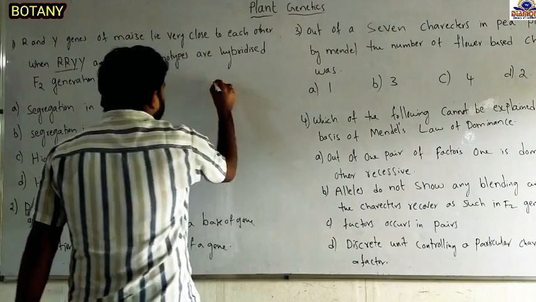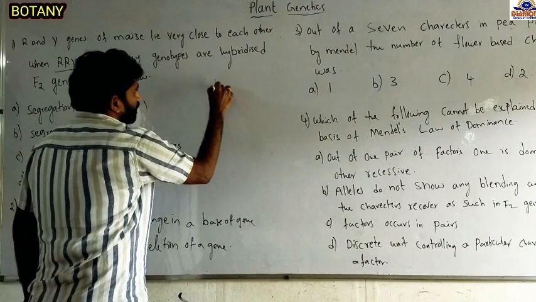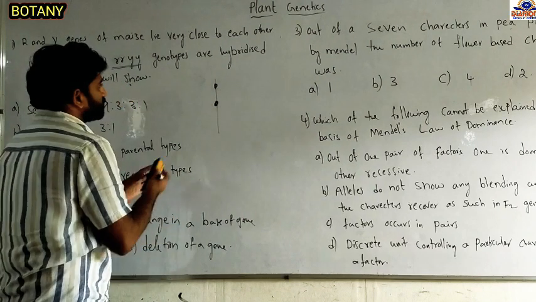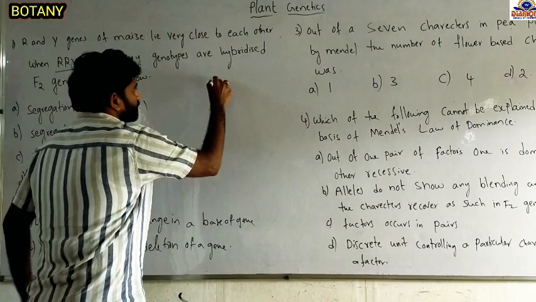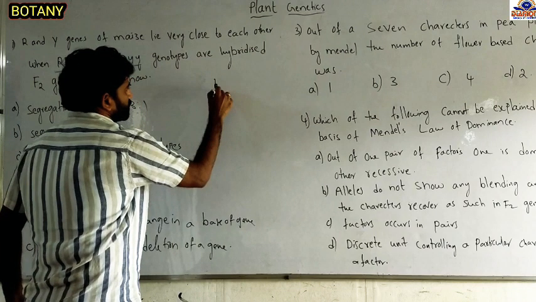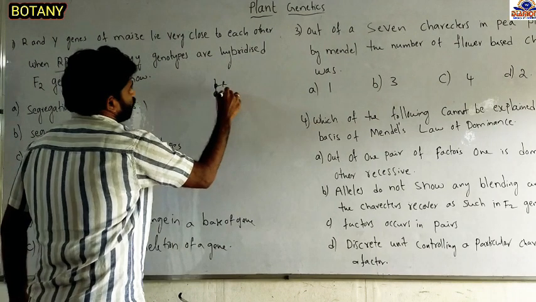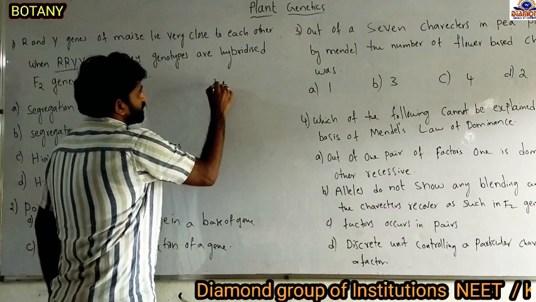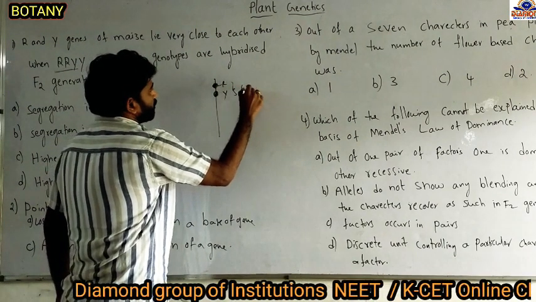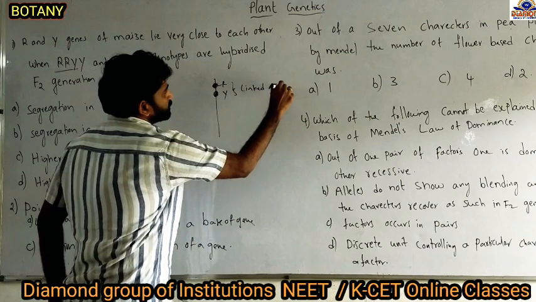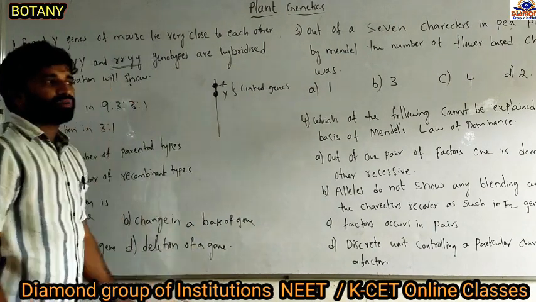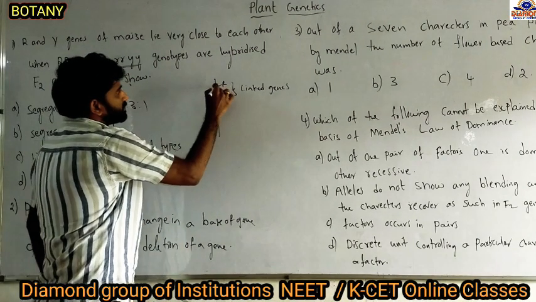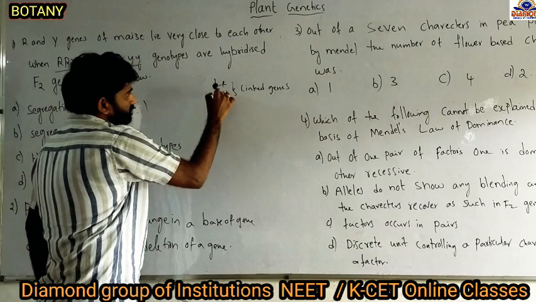If the genes are very close to each other on the same chromosome, you can imagine this is the chromosome and these are the two genes, R and Y. The R and Y genes are very close to each other. Such genes are called linked genes, and the process is called linkage. These two genes are present very close to each other.